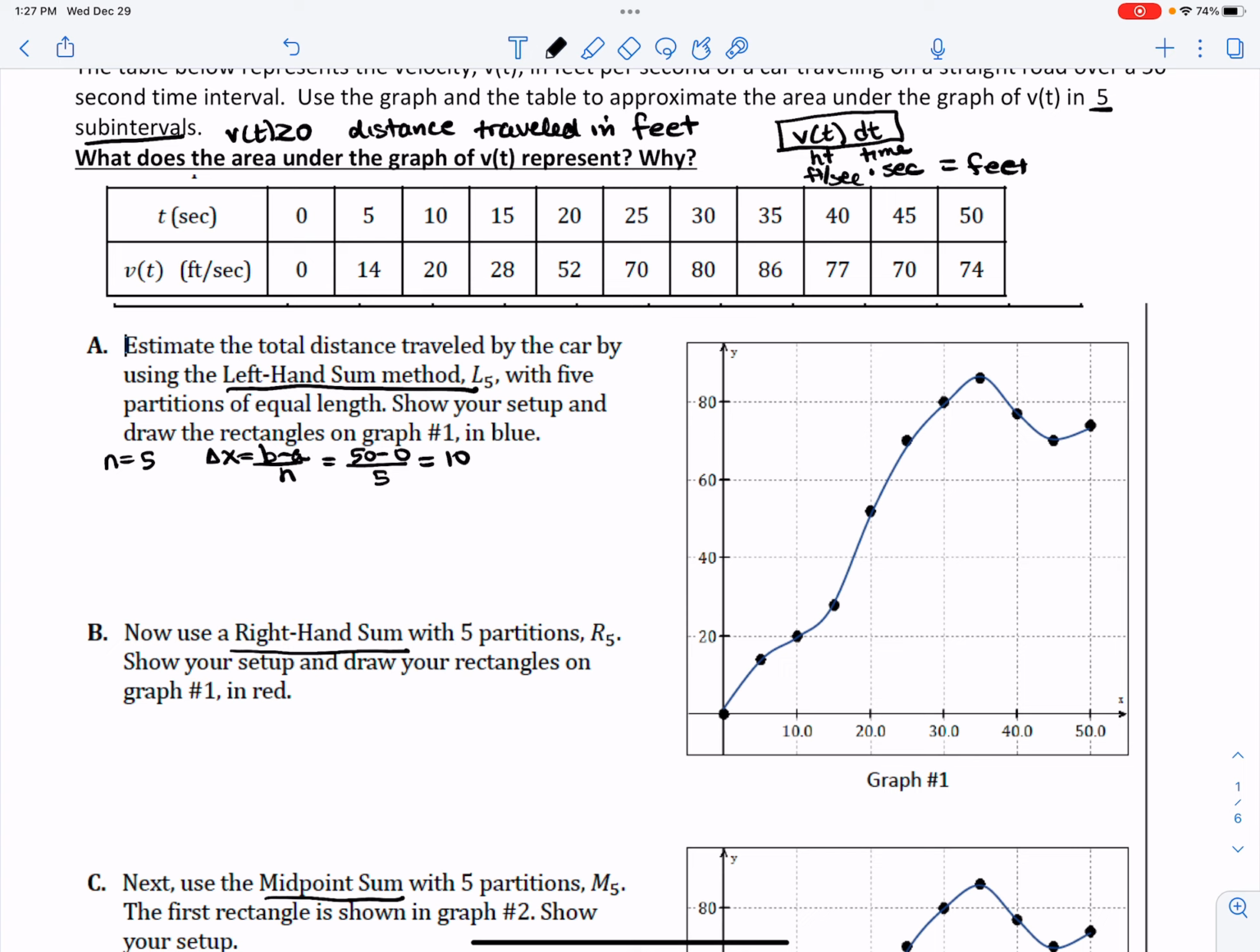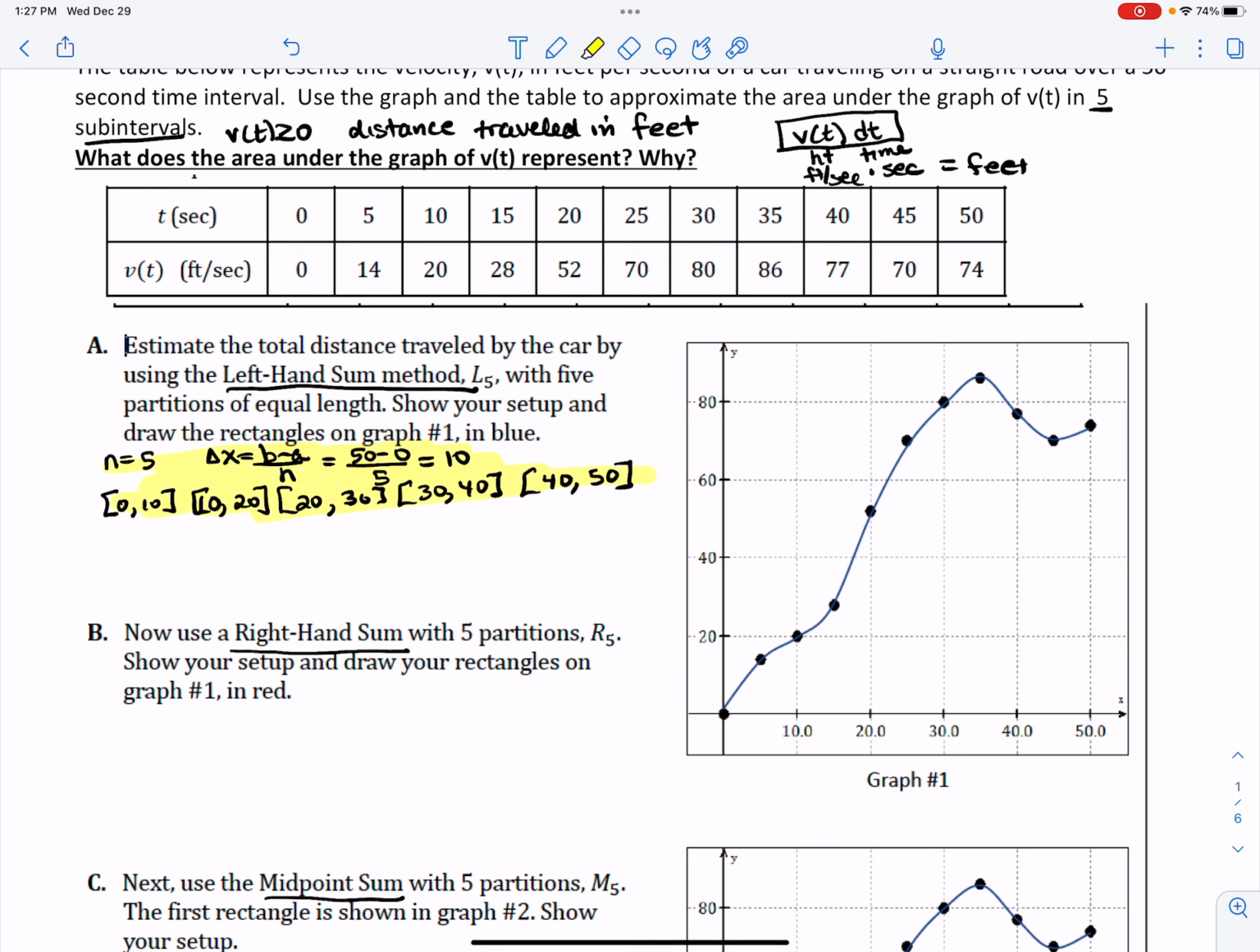the subintervals would be from 0 to 10, 10 to 20, 20 to 30, 30 to 40, and 40 to 50. These are the subintervals we're going to use for all of the approximation methods: left, right, midpoint, and trapezoid. I'm going to highlight this in yellow so we'll remember that. This is used for all of them.